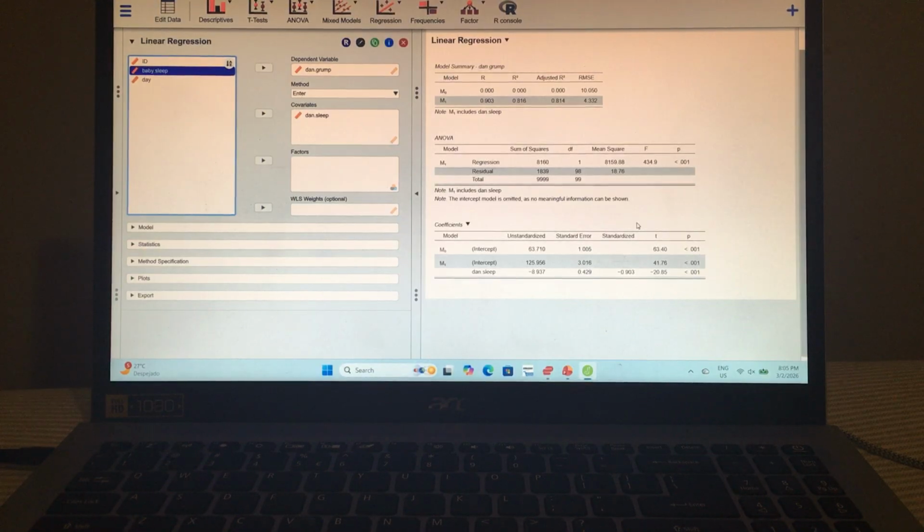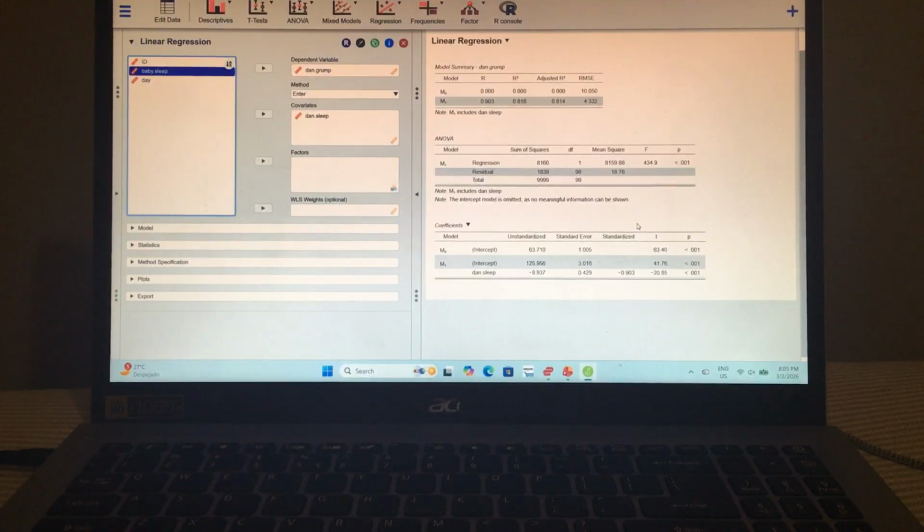Unfortunately, JASP does not compute the degrees of freedom for the t-tests in the coefficients table, but they are relatively easy to do by hand. For a simple linear regression model, the degrees of freedom for the y-intercept or the slope are equal to n minus 2.